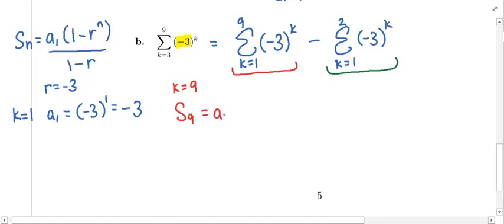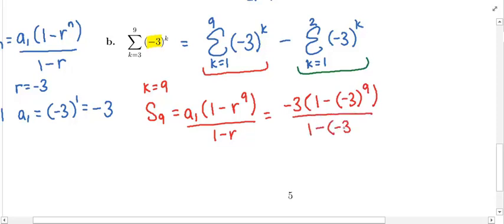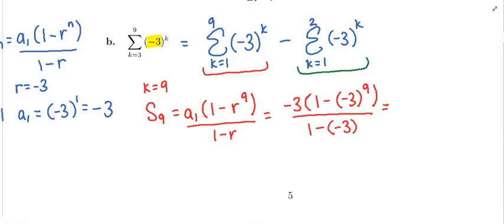So to compute S9, you're going to do a1 times 1 minus r to the 9th power, divided by 1 minus r. If we plug into this, we're going to have a1, which is -3, times 1 minus the r value. The r value is -3. Be careful here. We're raising that to the nth power, which is 9. That's how you plug into the numerator. The denominator is going to be 1 minus the r value. Again, the r value is negative. Be careful here. I'm going to go to my calculator and pop this in. Again, be very aware of your order of operations here.